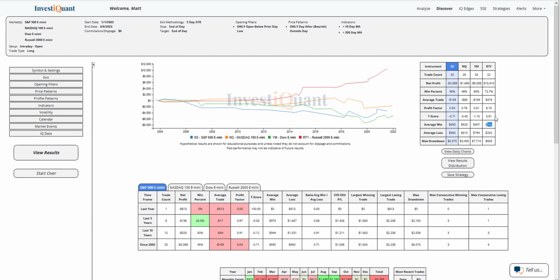So three of the four have larger average losses, and three of the four are neutral to slightly weak on the win rates. Russell is completely doing its own thing over here with much stronger results. That's the red equity curve right here. That's the Russell. The rest of them, and there's the ES, this is the NASDAQ, here's the Dow, all those kind of a little weak in comparison to the Russell there.